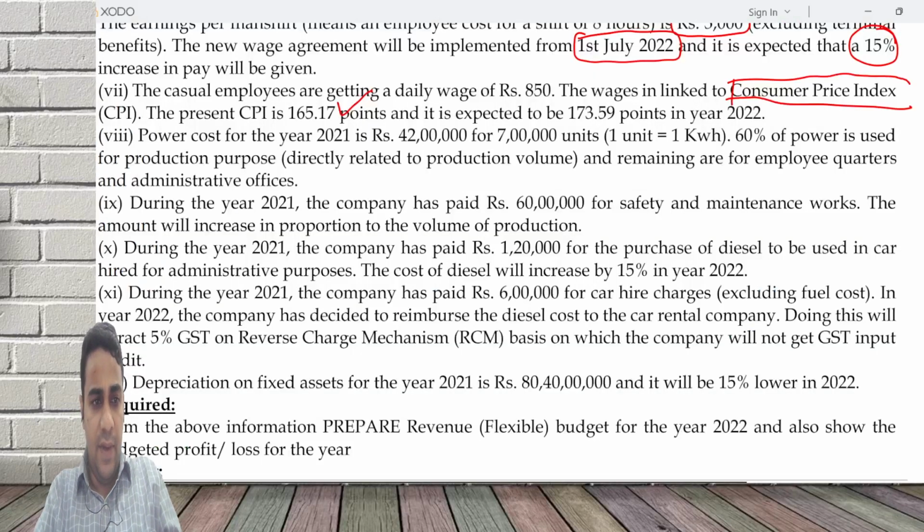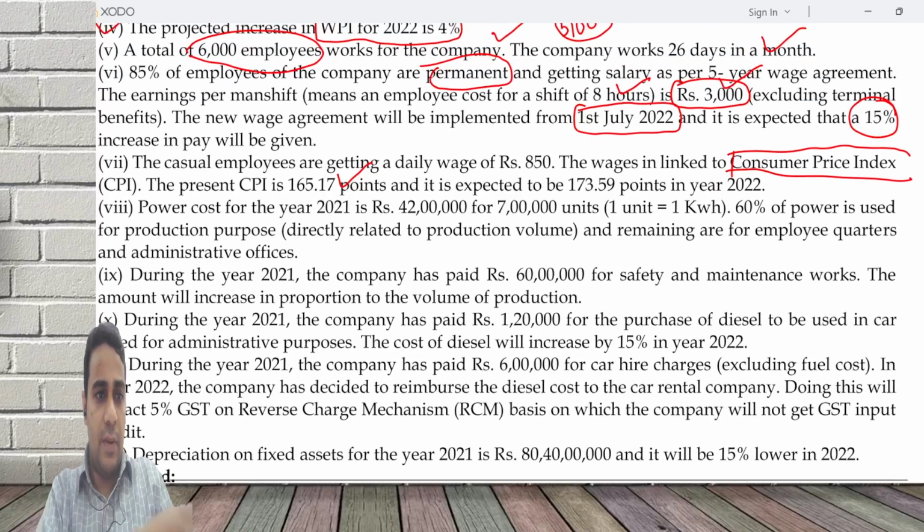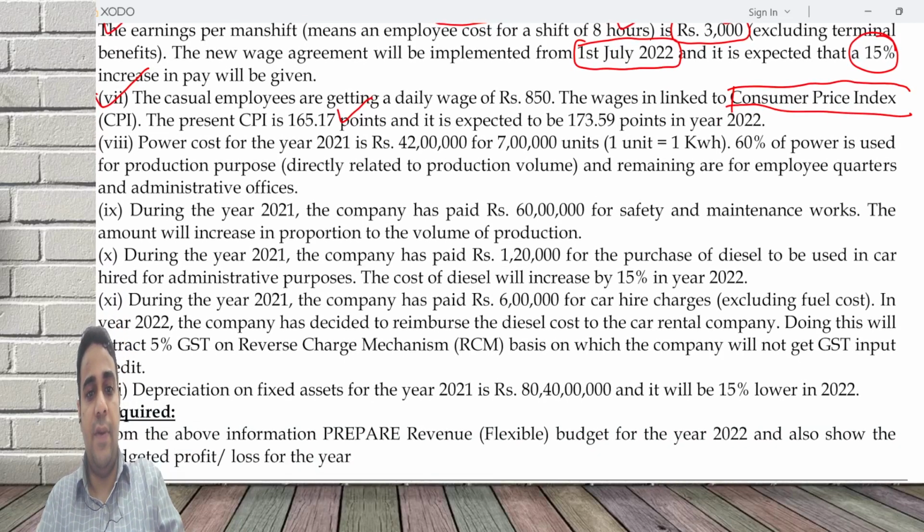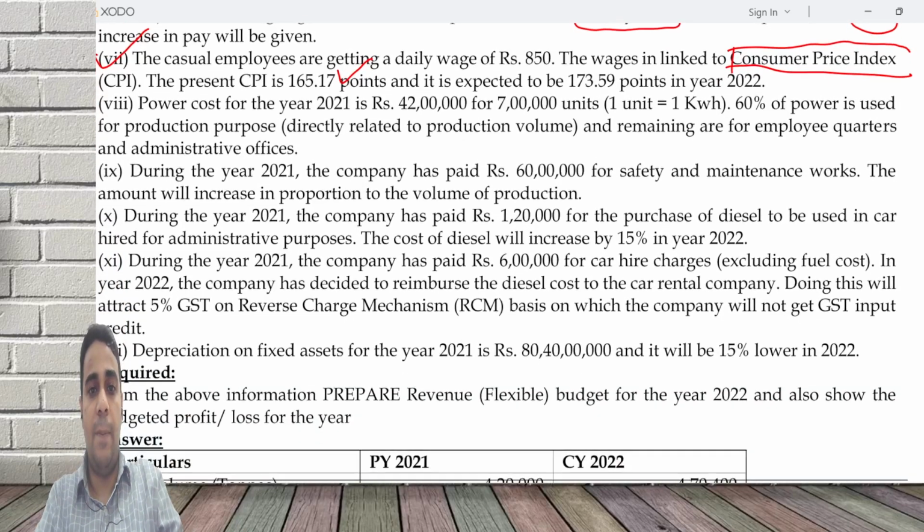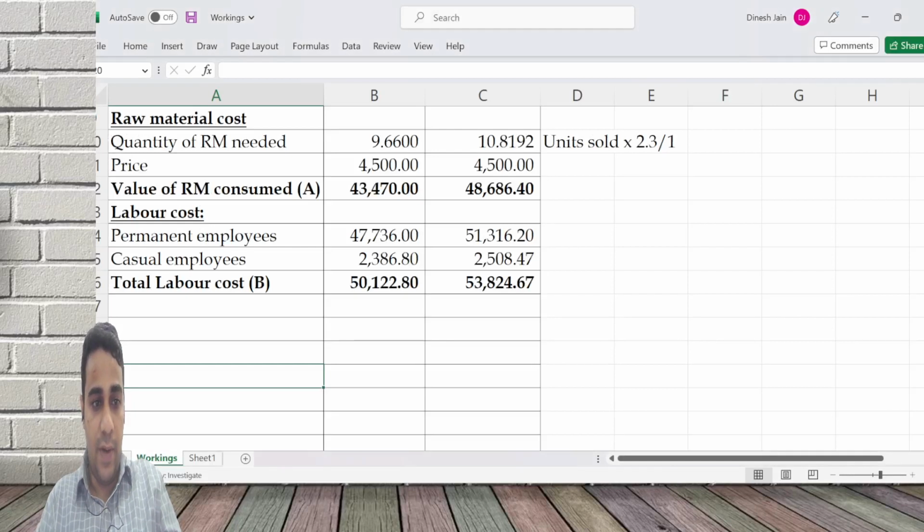So I think we have given effect to almost half of the question. 0.5 is given, 0.6 is given, 0.7 is also given. So till 0.7 we have done. Next is 0.8, which is on power cost. Let's do power cost.